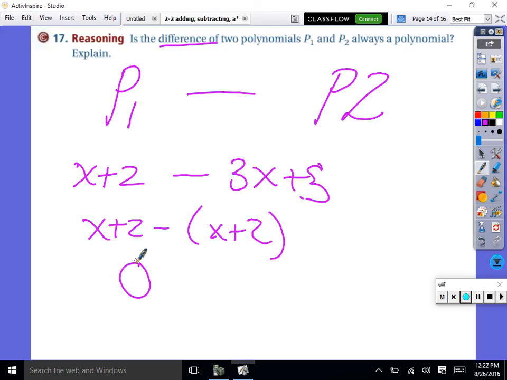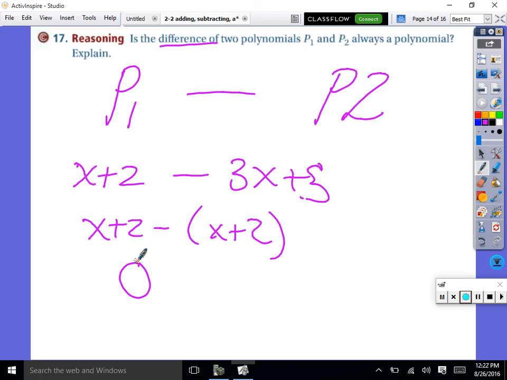Now, does anyone remember what closed means? If I said, is this closed? So this is an example of closed. Is the difference of 2 polynomials closed? You would say, yes, because if you subtract 2 polynomials, you get a polynomial. It's still a polynomial, so that would make it closed.